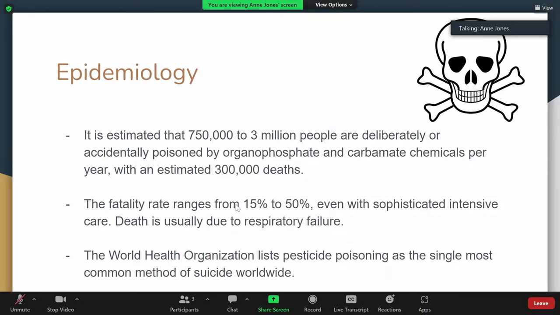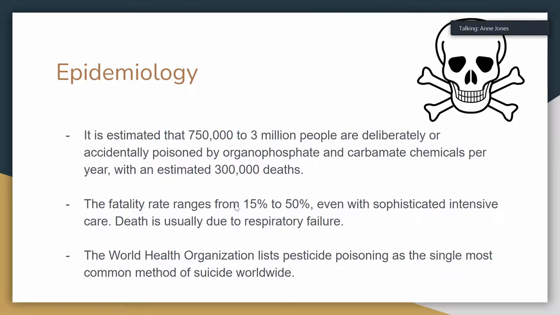So 750,000 to 3 million people are deliberately or accidentally poisoned by organophosphate and carbamate chemicals every year, and an estimated 300,000 deaths occur. The fatality rate is very high, from 15 to 50%, even with really good ICU level care, and usually people die from respiratory failure. The WHO interestingly lists pesticide poisoning as the single most common method of suicide worldwide, which I was very shocked about, but apparently like 20% of suicides are due to insecticide poisoning.